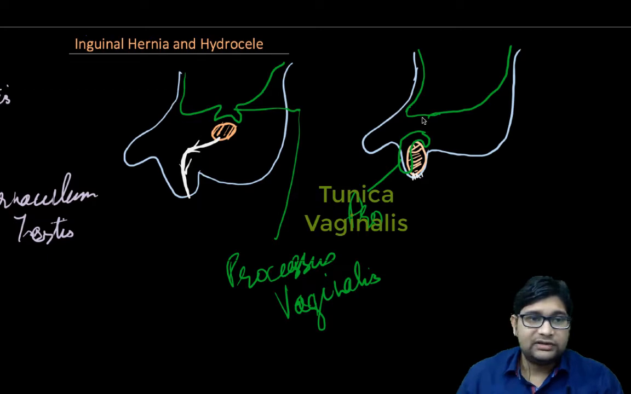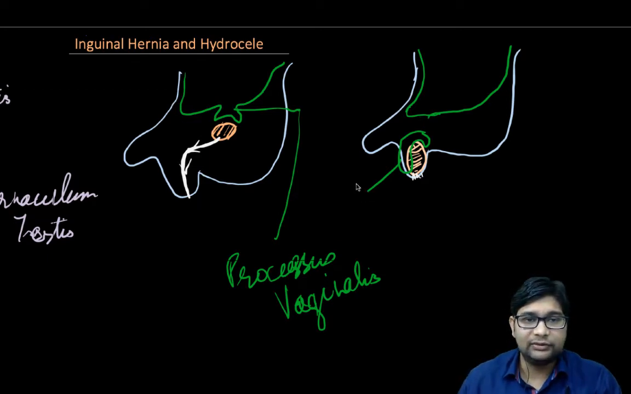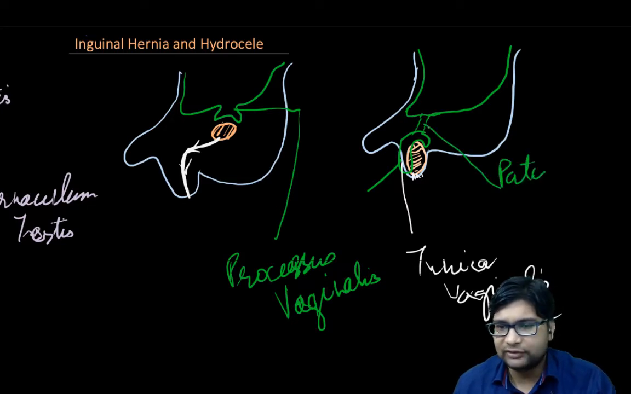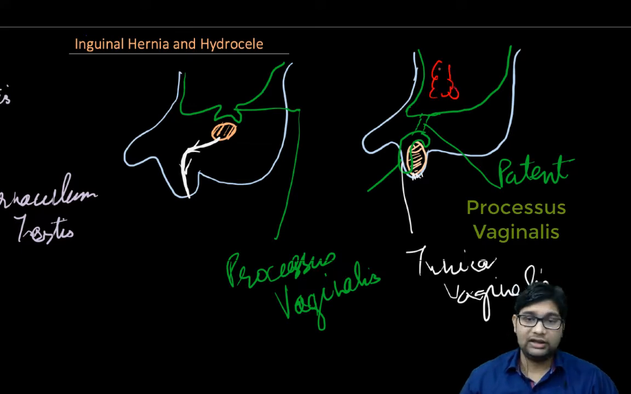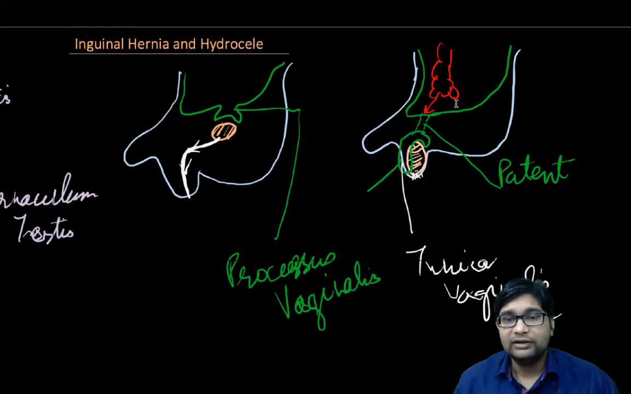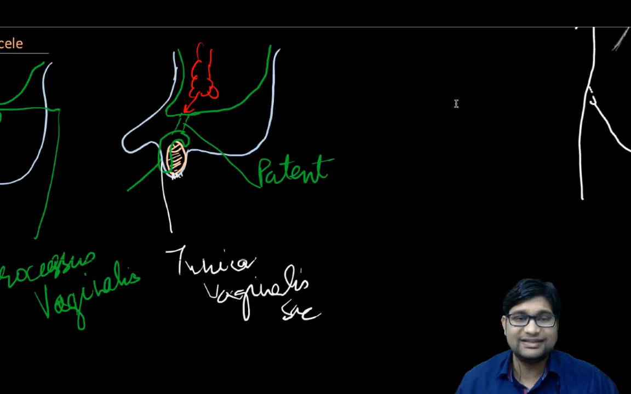And this part which is made up of processus vaginalis is the tunica vaginalis sac now. This is the tunica vaginalis sac. If the processus vaginalis remains patent, this is known as patent processus vaginalis. If there is some embryonic problem, the abdominal contents which are lying there, like colon or even small bowel, can herniate through this. And it may be present at birth, which is known as congenital hernia.